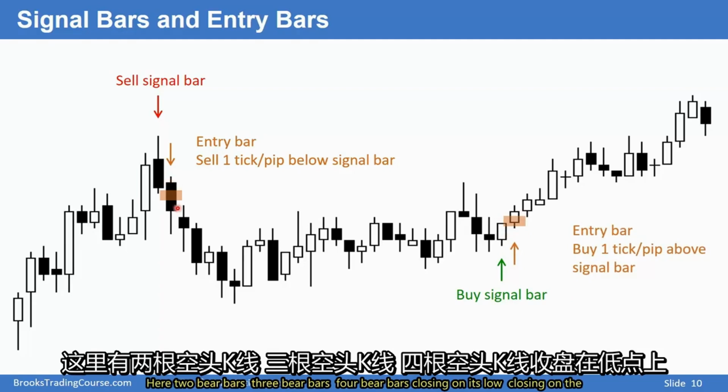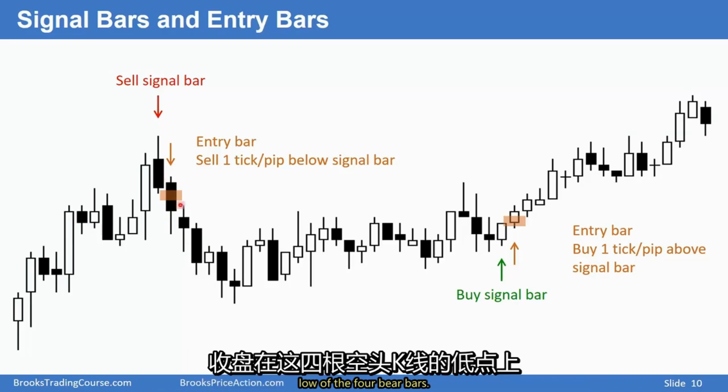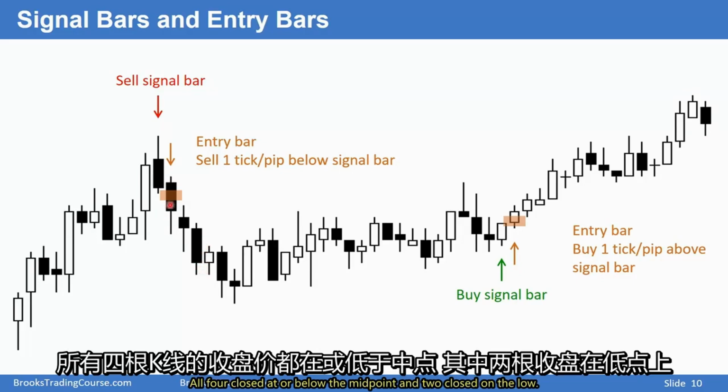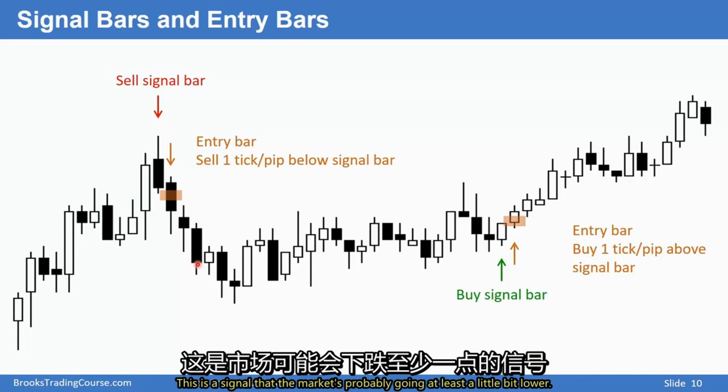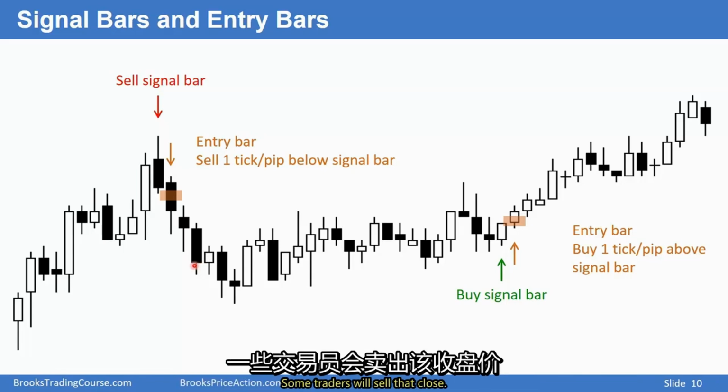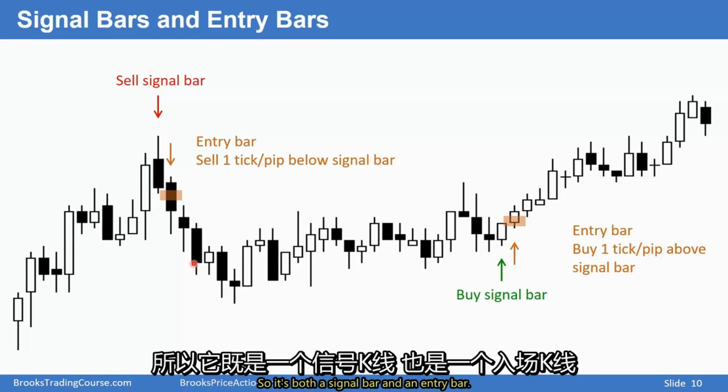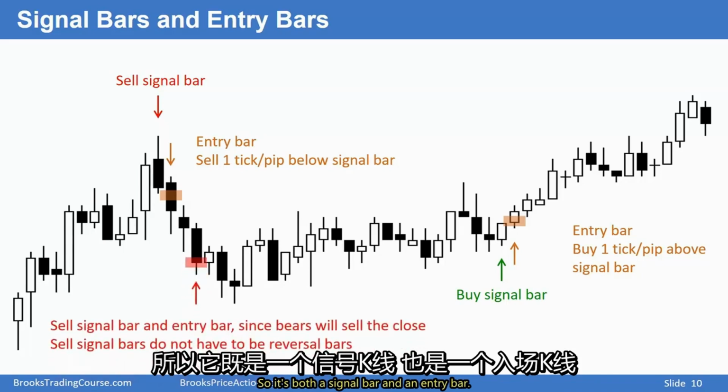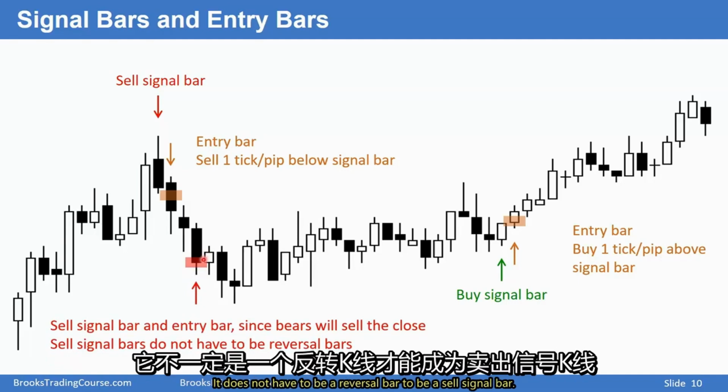Here, 2 bear bars, 3 bear bars, 4 bear bars, closing on its low, closing on the low. Of the 4 bear bars, all 4 closed at or below the midpoint and 2 closed on the low. This is a signal that the market's probably going at least a little bit lower. Some traders will sell that close. So it's both a signal bar and an entry bar. It does not have to be a reversal bar to be a sell signal bar.